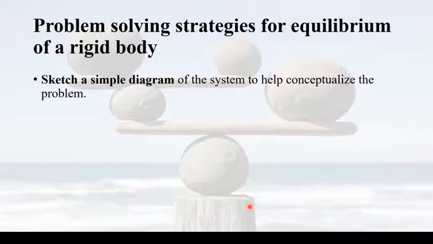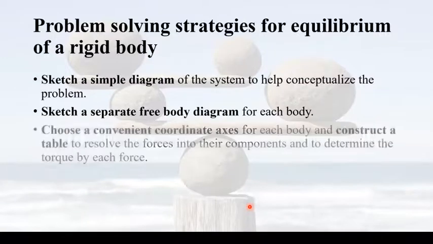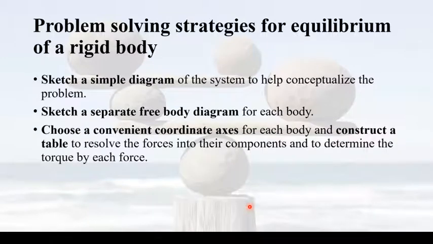So how are we going to solve questions that involve a rigid body, especially a rod? First, you sketch a simple diagram of the system. It helps you to conceptualize and imagine how it is going to move, how it is going to rotate if you exert a force on it. Then you sketch a separate free body diagram for each body. What does it mean? We'll look at it later. Then you choose a convenient coordinate axis for each body, and construct a table to resolve the forces into their components and determine the torque by each force.